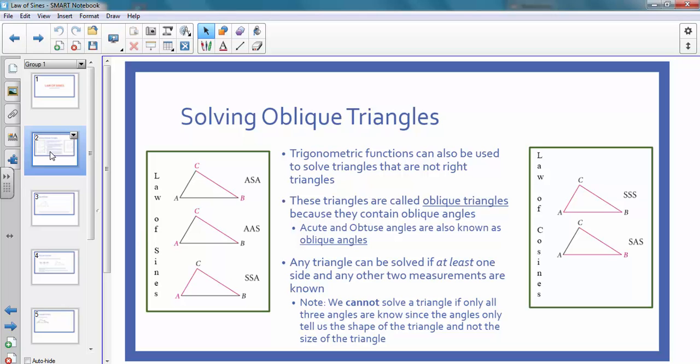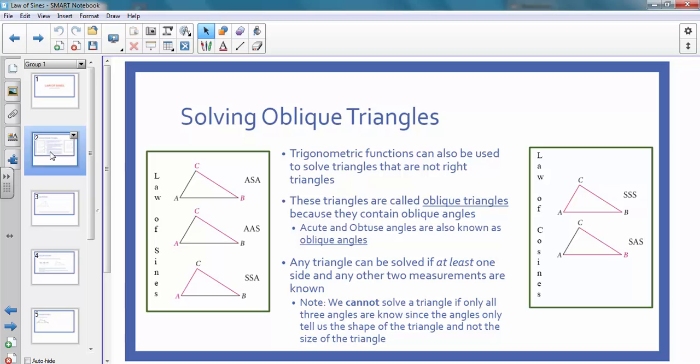Trigonometric functions can also be used to solve triangles that are not right triangles. These triangles are called oblique triangles because they contain oblique angles. Acute and obtuse angles are also known as oblique angles. Any triangle can be solved if at least one side and any other two measurements are known.